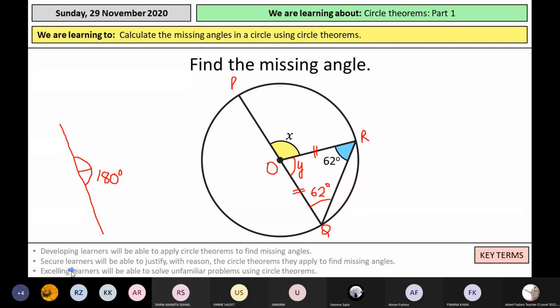And according to you, what is the answer of x? Come on. 124. Okay, it is 124. Okay, give yourself a star somewhere on your writing pad, right?